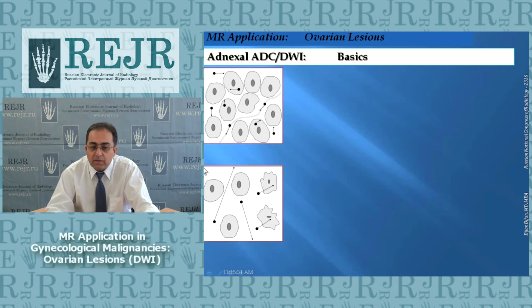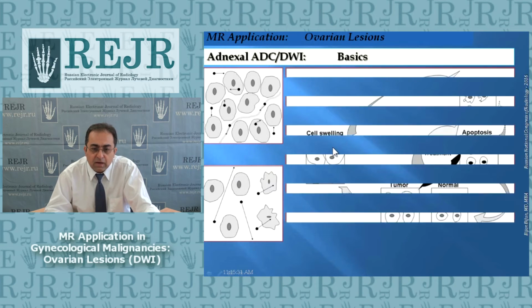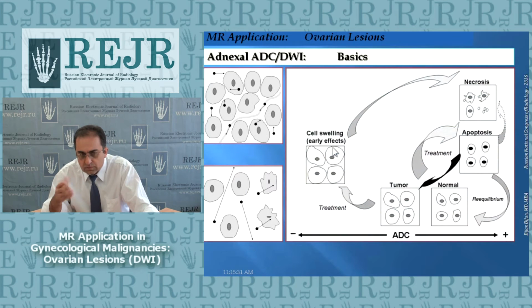Now, when you look at the lesions that are hypocellular, like most of the benign lesions, the water outside can actually move very freely, and there is not too much water inside of the cell to have restriction. Therefore, lesions with high cellularity have restricted motion.